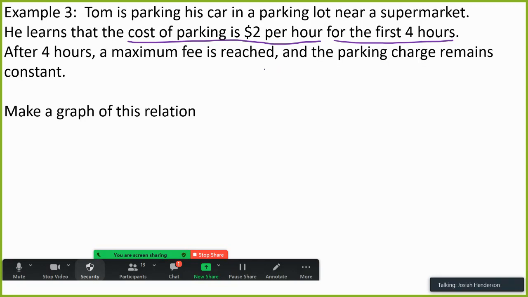Okay, now this time it's a little different because it says for the first 4 hours, we have this rule, $2 per hour, but then after 4 hours, the parking remains constant, meaning it's not going to go up anymore or down, it stays flat. So let's try making a table for this first, and then we'll use our table to make a graph.